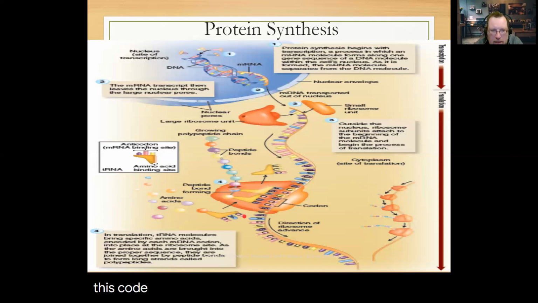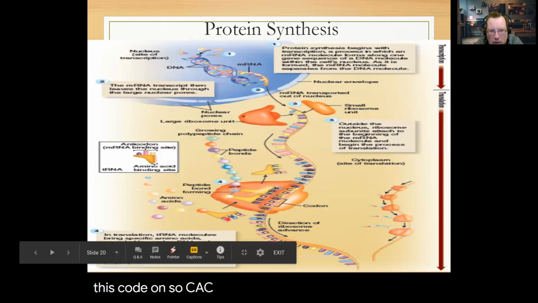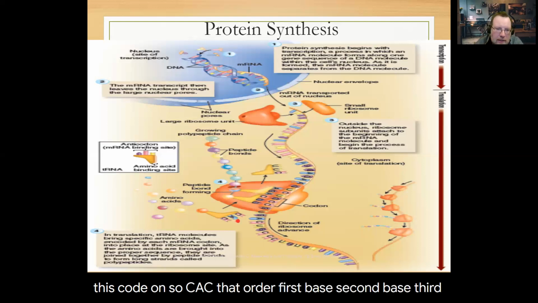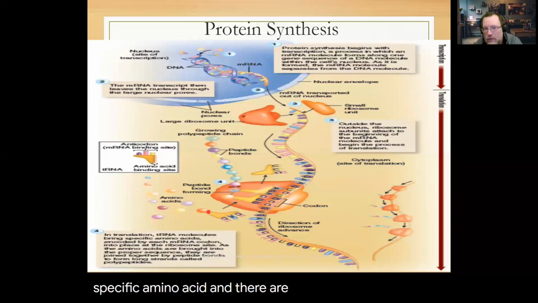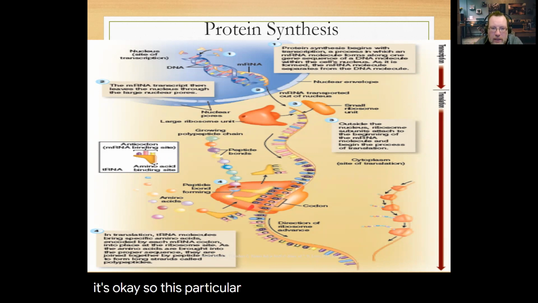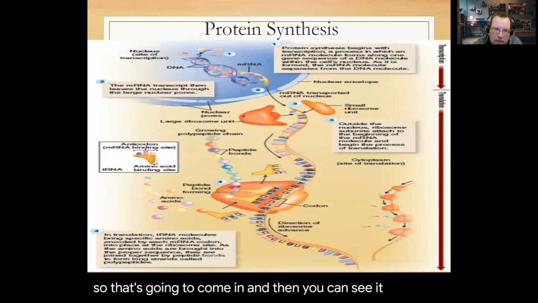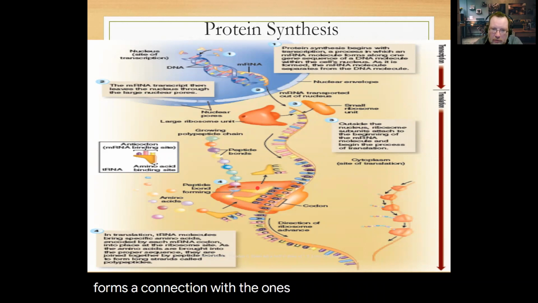So CAC, that order, first base, second base, third base, that's going to be the specific code or codon for a specific amino acid. And there are 20 different amino acids. Okay, so this particular CAC is a specific amino acid. Okay, so that's going to come in, and then you can see it forms a connection with the ones that came before it.